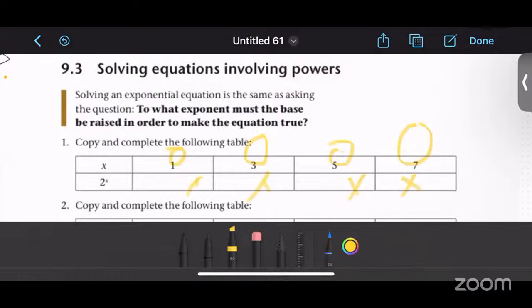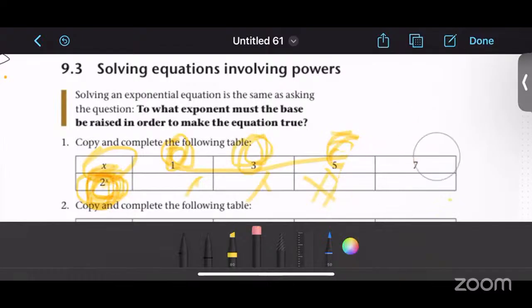So this is how you always do it. If they give you x values like they've given you, and then they give you an expression and they say copy and complete, you take whatever is here and substitute it here, in order to get the amount that you're supposed to put there. Do you get it?